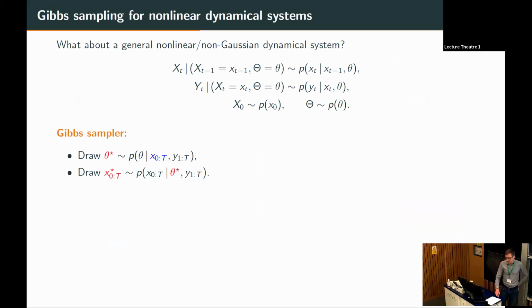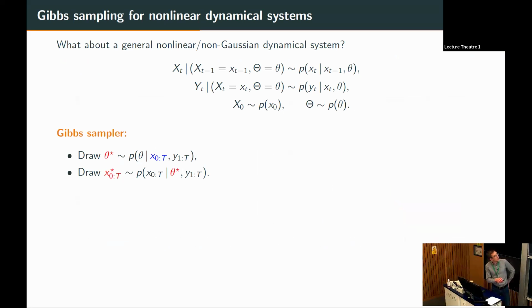Okay, so this is now an example of a model where we could apply this Gibbs sampler exactly, where we alternate between sampling the x's and the thetas. But as before, we're interested in general nonlinear, non-Gaussian dynamical systems.